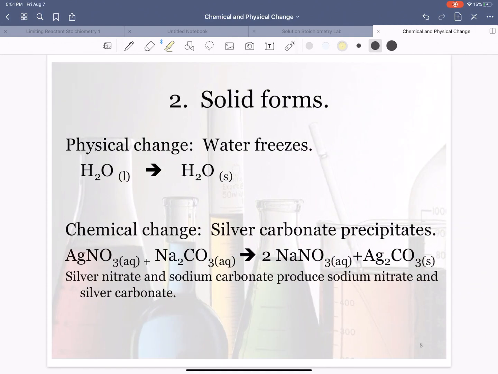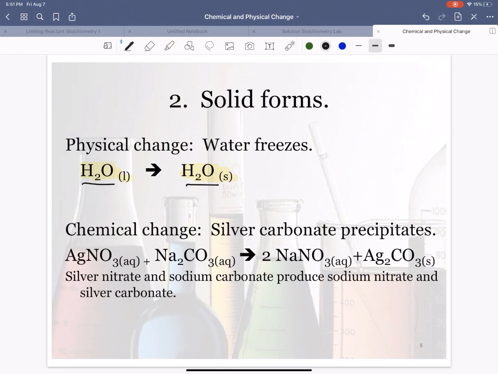The second evidence of change would be a solid forming. You know that if you put liquid water in the freezer, the energy is removed, the water slows down and sticks together, and you end up with solid water. But the smallest unit, H2O, is the same before and after.